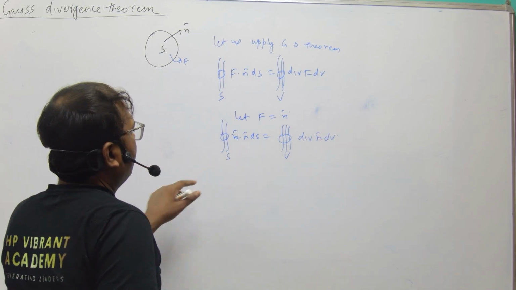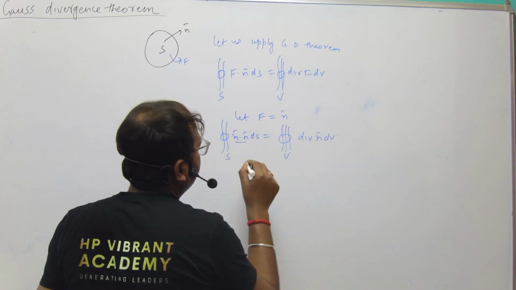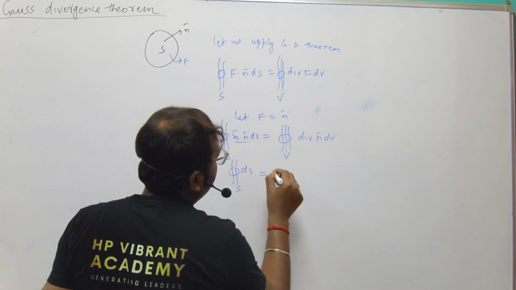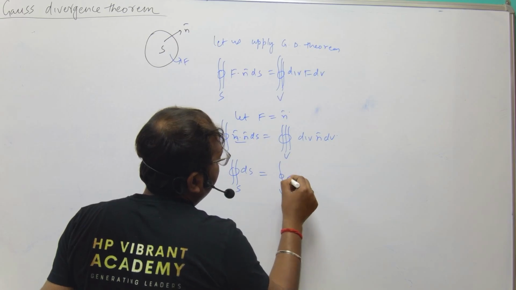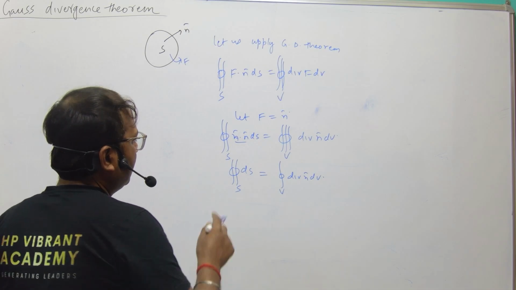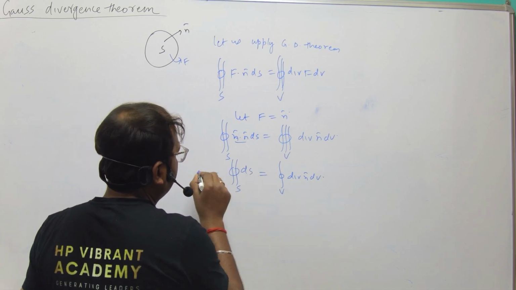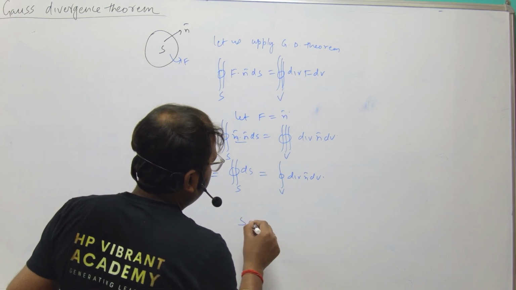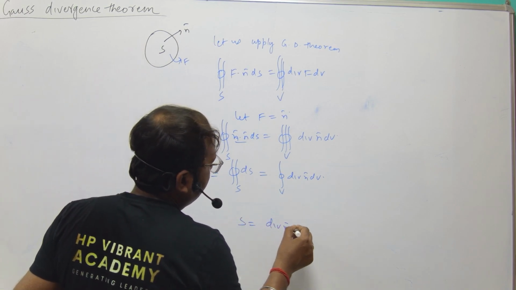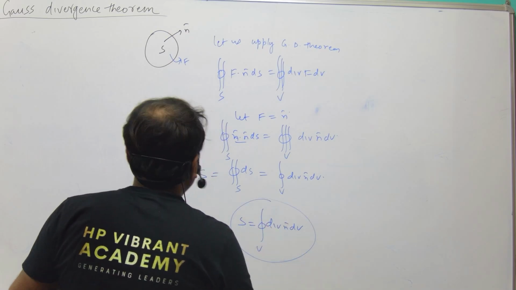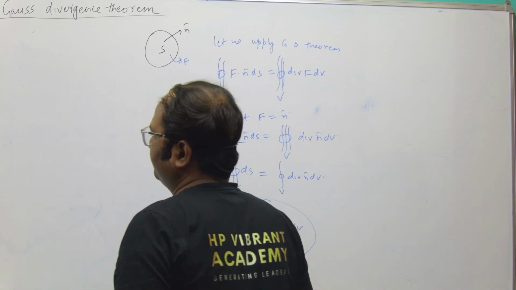The dot product of a unit vector with itself is 1. So this is equal to the surface integral of dS along the surface S, equal to the volume integral of divergence of n cap dV. And the integral of dS is the surface area, and the surface area of this closed surface is given as S. So S is equal to the integral of divergence of n cap dV along the volume V. Okay, now let us discuss question number 3.